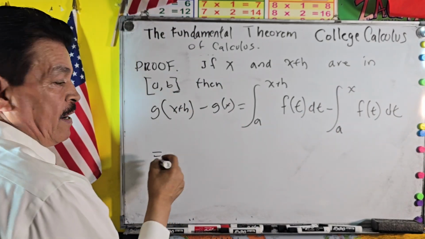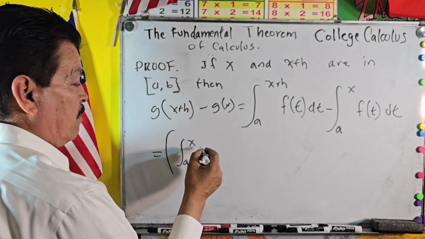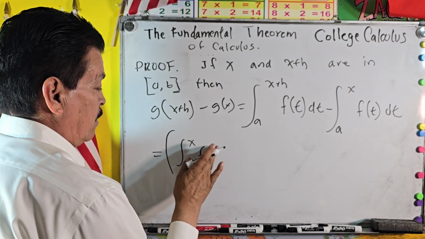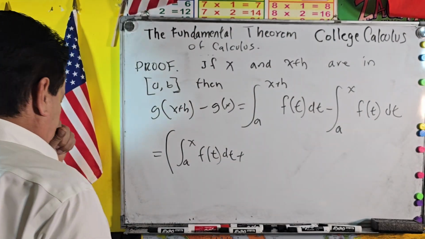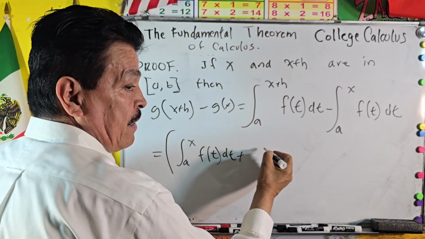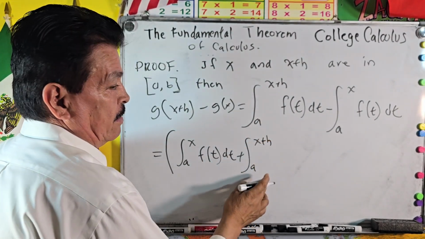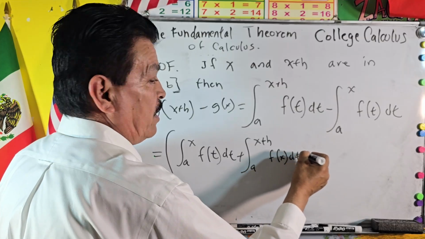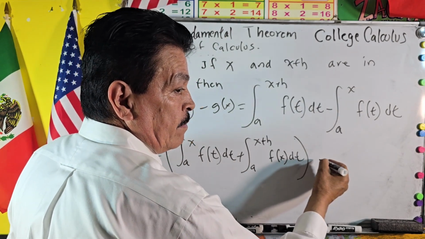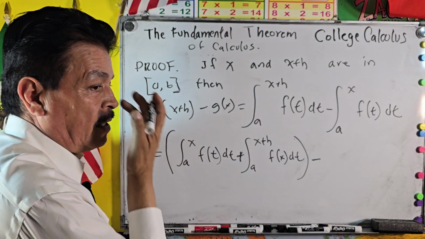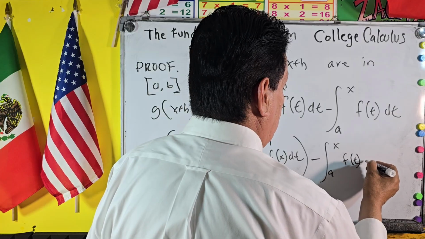To simplify, we will have parentheses, open parentheses, the integral from a to x of f of t differential of t plus the integral from x to x plus h of f of t differential of t, close parenthesis, minus the integral from a to x of f of t differential of t.